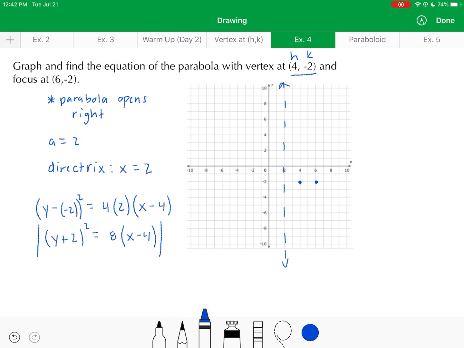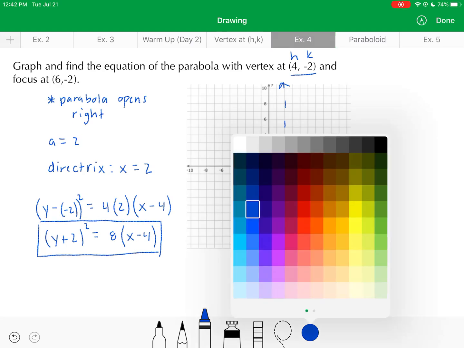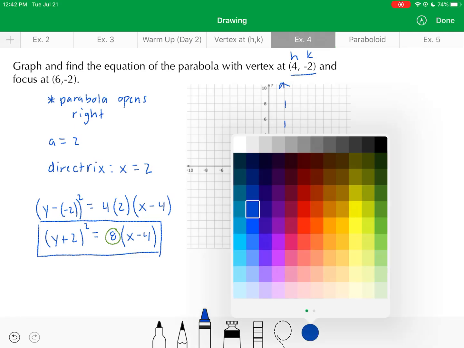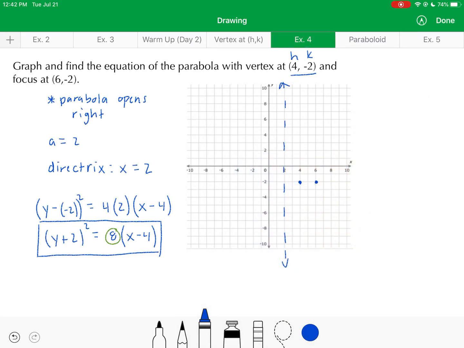And now I can use my coefficient of 8. I know that that's the length of my focal chord, right? So cutting that in half, that's 4. So from the focus, I'm going to move 4 units up. 1, 2, 3, 4 takes me right there to the point (6, 2). And I also move 4 units down, 1, 2, 3, 4 to the point (6, -6). And that'll give me the 2 points for the focal chord so that I can complete the parabola.